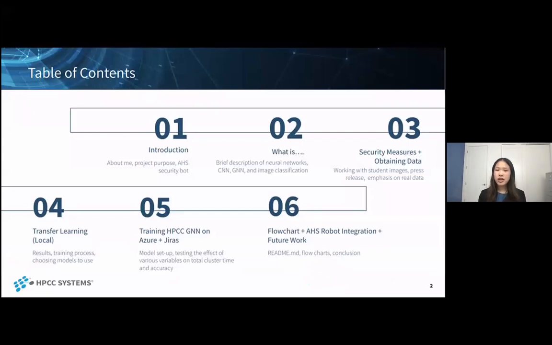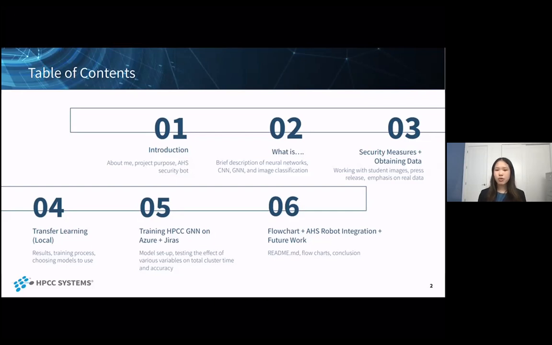So I'll go through a quick introduction about myself and my project, and then describe some of the terminology and concepts used. In the third section, we'll basically talk about how I procured the student image dataset to train my machine learning model, and also the security protocols I followed to ensure compliance with LexisNexis policies, but also my school policies when working with student data. And we'll get into more of that later.